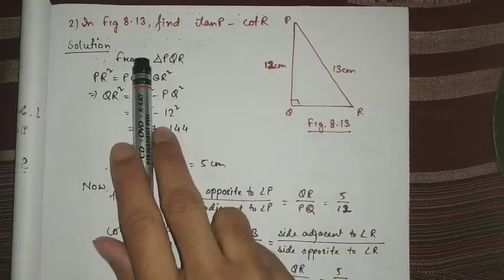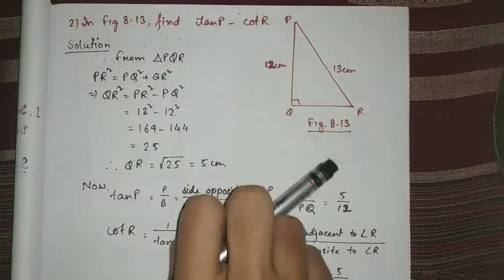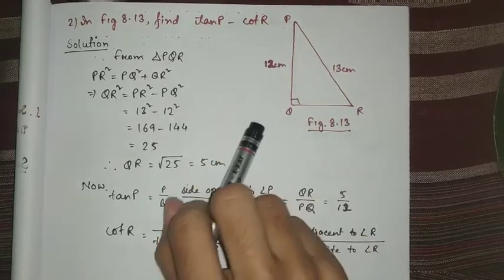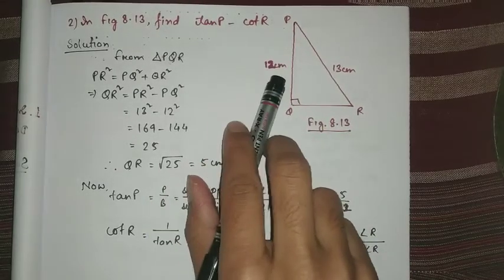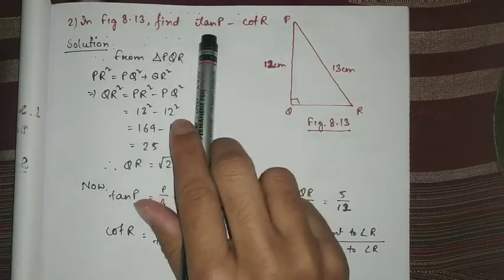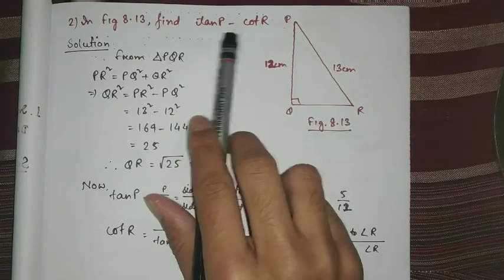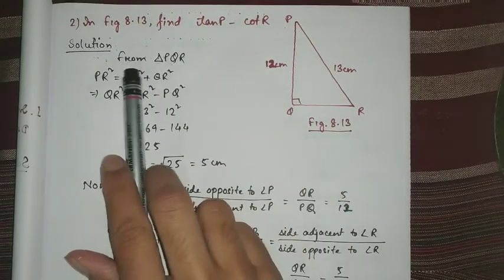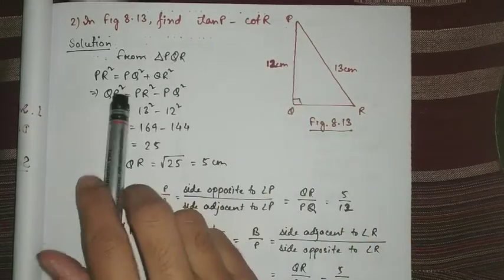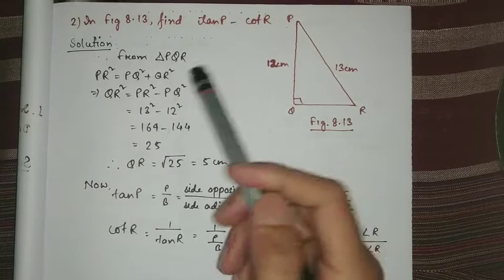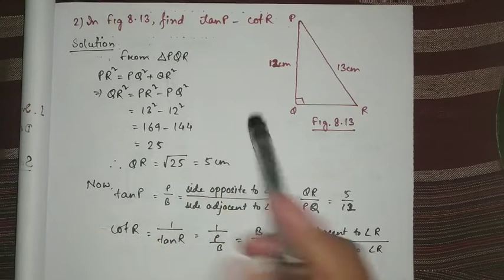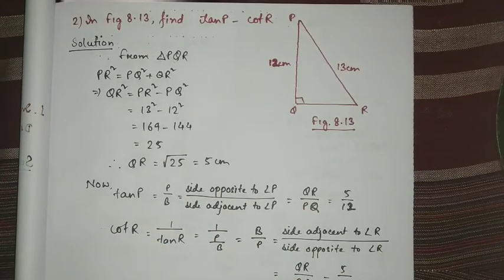So the next problem is given in figure 8.13. A triangle is given and two sides are given: PQ is 12 cm and PR is 13 cm, and we are to calculate the value of tan P minus cot R. We need not draw a diagram, as the diagram is already given in the question. We just determine the remaining side which is not given, that is QR, which can be easily determined by the Pythagoras Theorem.